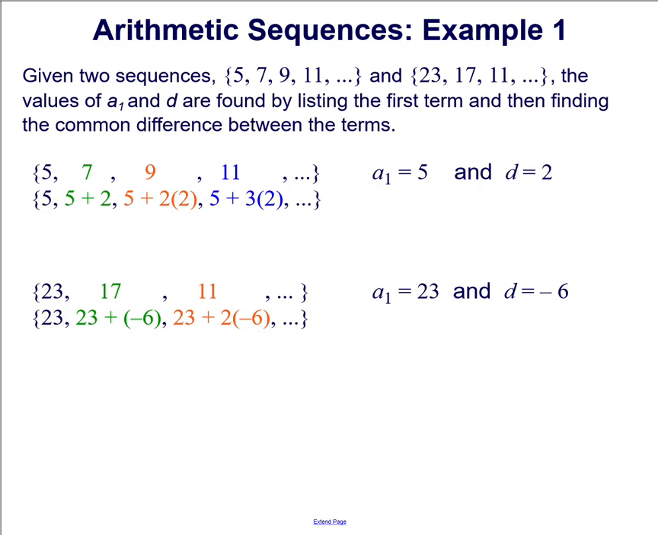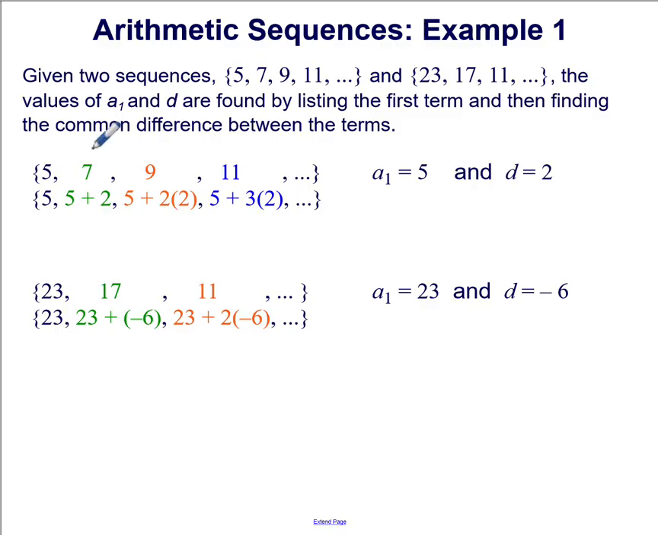Example number 1. Given two sequences, 5, 7, 9, 11, and the second sequence is 23, 17, 11, and so on. The 3 dots mean that these sequences continue forever. The value of A sub 1 and D are found by listing the first term and then adding the common difference between the terms. So we have here 5 is the first term. Now the common difference is 2. If you take any term and subtract the previous term, you'll get the common difference. 11 minus 9 is 2, 9 minus 7 is 2, 7 minus 5 is 2. So that's the common difference.